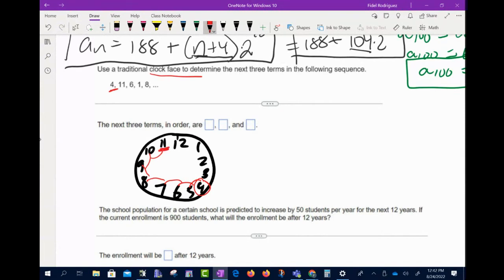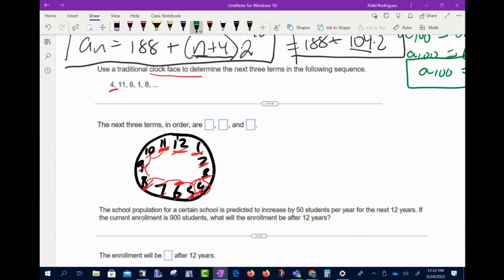Okay. From 7, I'm going to go to 6. Help me count. 1, 2, 3, 4, 5, 6, 7. Am I going up 7 each time? Right? Okay. So from 6 to get to 1. 1, 2, 3, 4, 5, 6, 7. Right? From 1 to get to 8, 1, 2, 3, 4, 5, 6, 7. Okay, I'm going to keep counting by 7s, and I want to get to the next number.